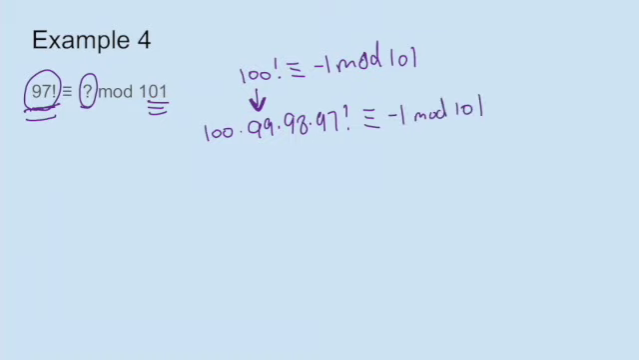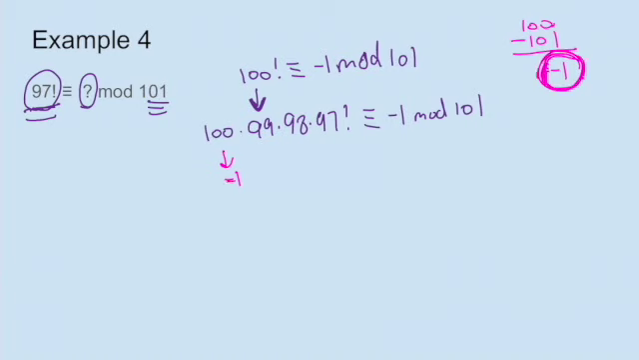And now 100 in mod 101 is basically just -1, because we know that 100 subtracted by 101 is -1. So that is actually congruent to 100 in mod 101.